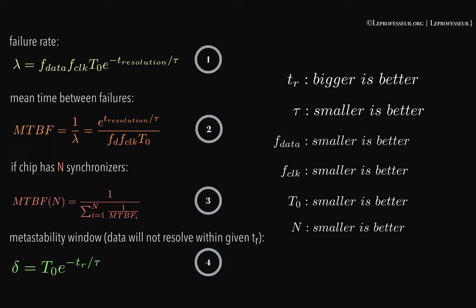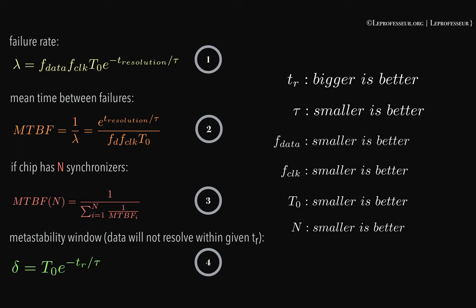Why? See, it's coming in the exponential term. So if TR is bigger, then you are basically reducing your failure rate. Then tau, we want to have a smaller tau.